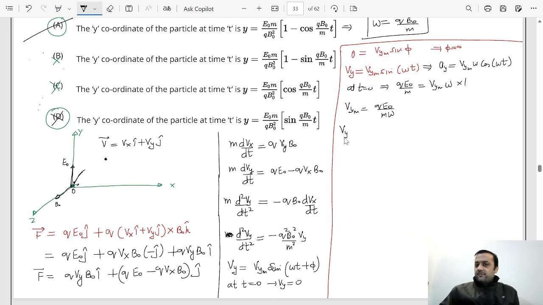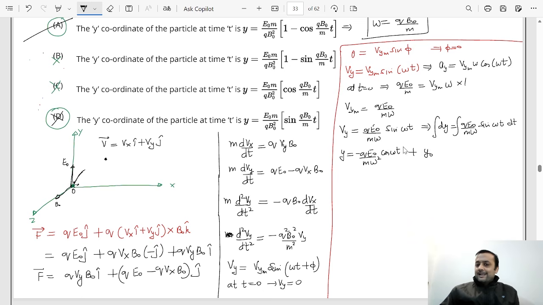So the velocity in y becomes q E0 by m omega into sine omega t. Now v_y can be written as dy by dt, so you can bring dt on the LHS, and this becomes sine omega t dt. When we integrate this again, let's do the indefinite integration. dy will become y, and this will become q E0 by m omega. Sine will become minus cos, upon omega again, so this becomes omega square, plus a constant of integration y naught.